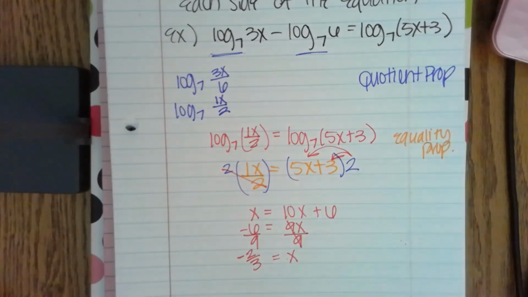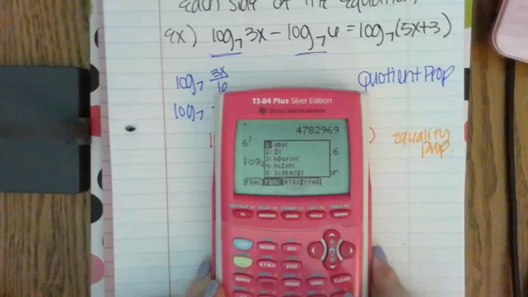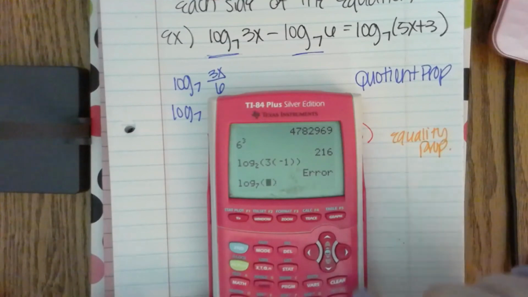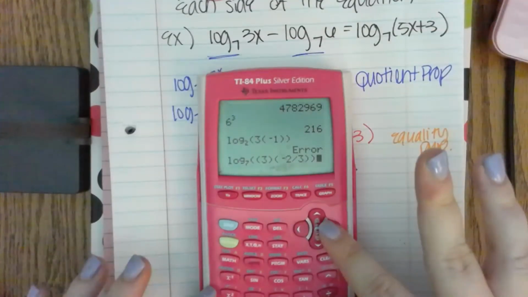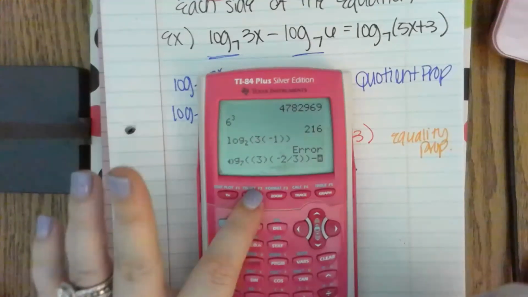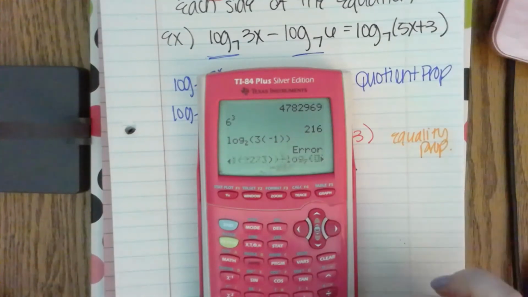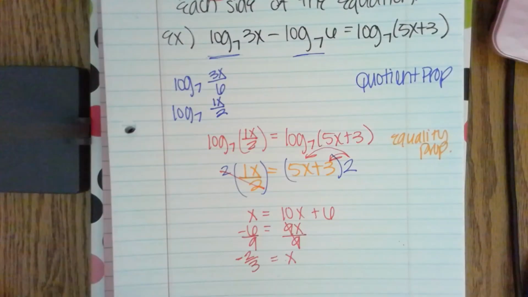Alright, so now let's talk about this. Will that work in this case? Let's check. Alpha window. Let's move so I can see my problem. Okay. So log base 7 of 3 times, what is that, negative 2/3, minus alpha window 5, log base 7 of 6. It doesn't work. So we're going to say no solution.